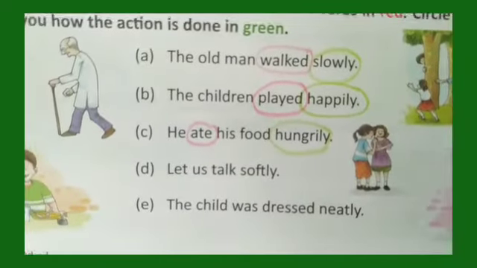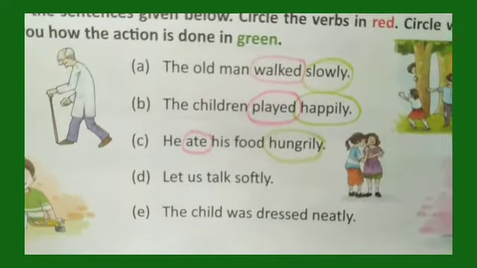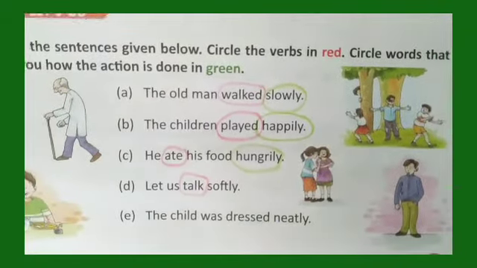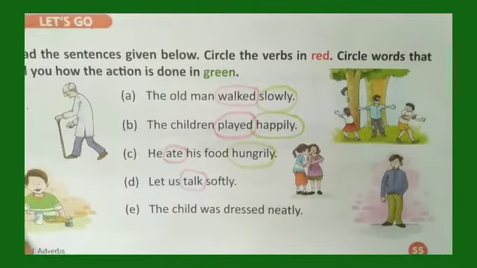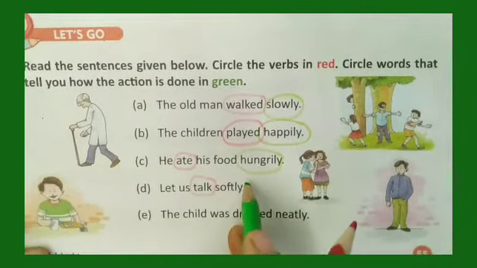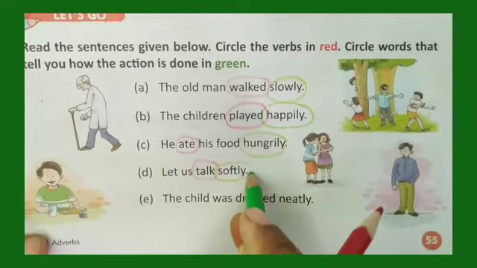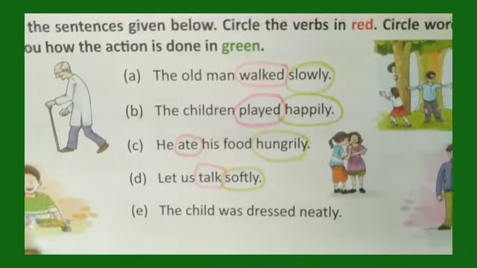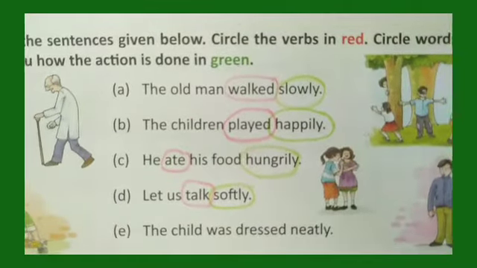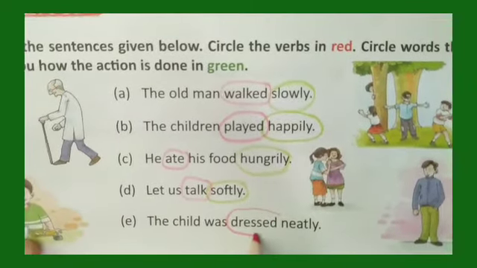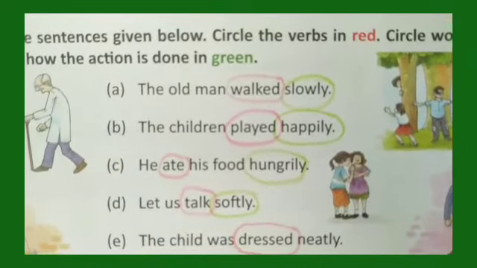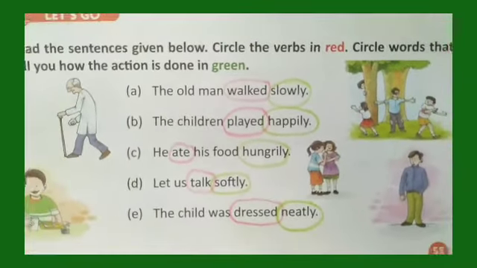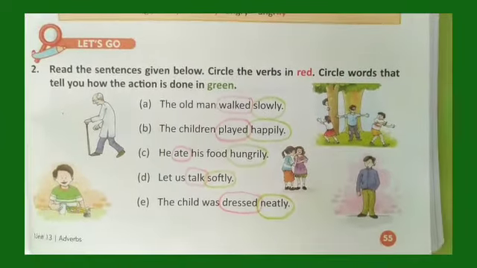Number D. Let us talk softly. So verb, we'll circle verb. This is your action. And how is the action done? Softly. So we will circle softly with green. Number 5. The child was dressed neatly. So where is the action? Dressed is the action. And how? Neatly. Right, children? So we have finished doing this exercise.